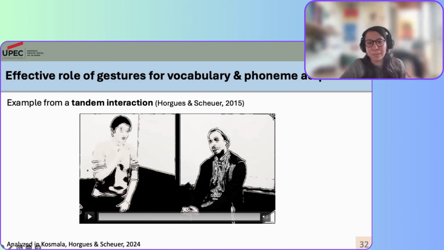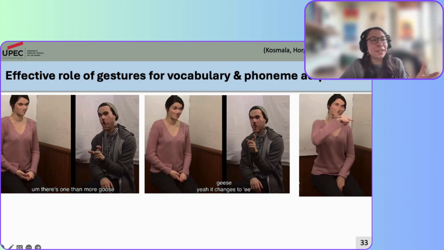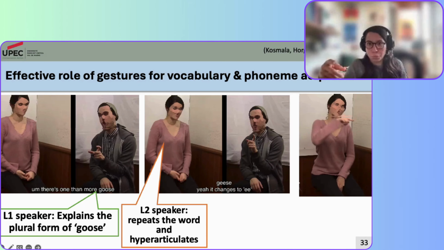So just to give you a bit of context, it's about the pronunciation of goose and the plural form geese. And so she says goose, but she meant geese. And so he explains how the plural form is actually geese with EE. Sorry, I didn't have a video there, but I can show you some screenshots. So you see the L1 speaker explains the plural form of goose. And he does this gesture similar to the switching hand gesture you saw, like switching from one goose, right? There's more than one goose. They're geese. So he does this kind of switching hand gesture to explain the plural form of goose.